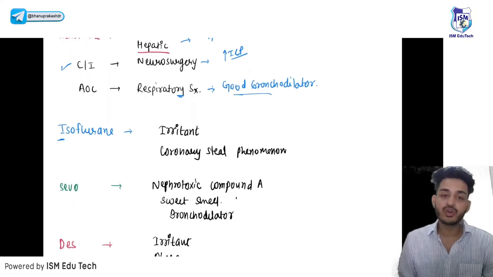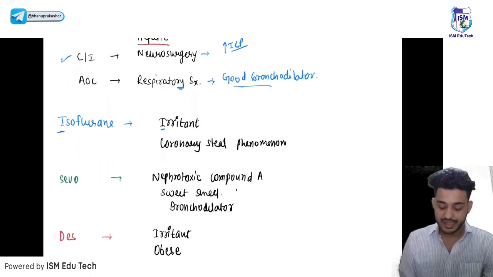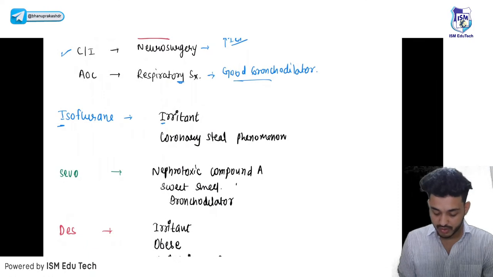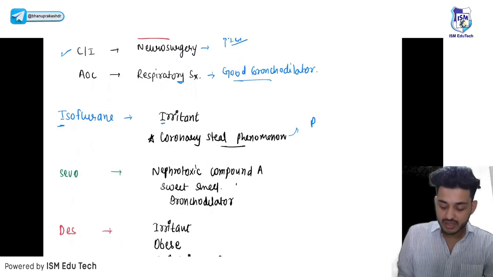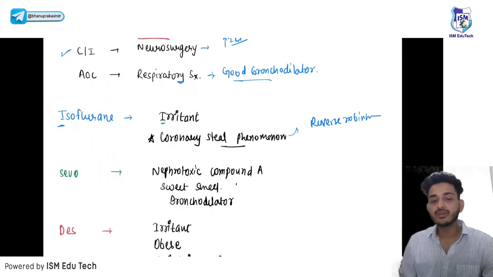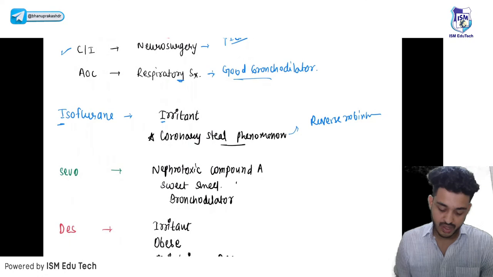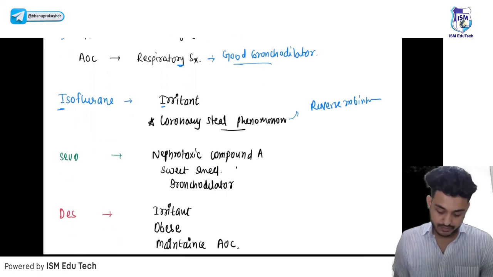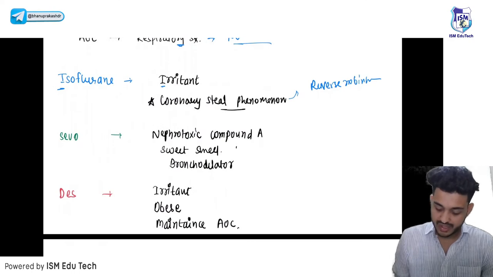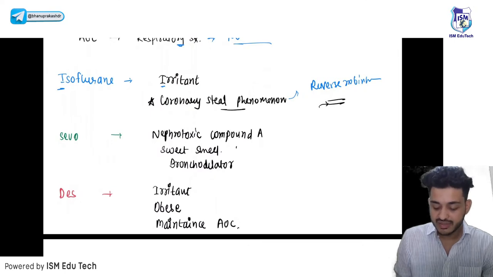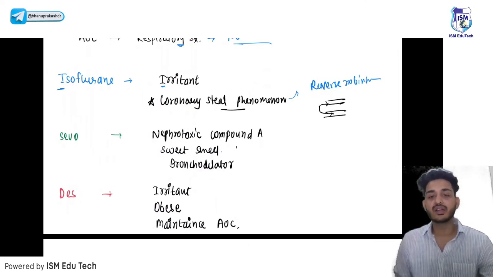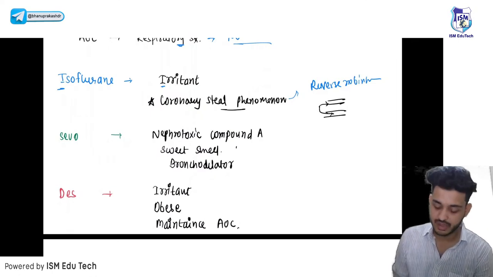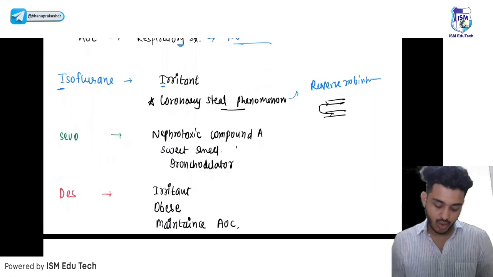Second is isoflurane. Iso is like heat, okay? An important thing to remember about isoflurane is that it shows the coronary steal phenomenon, also known as the reverse Robin Hood phenomenon. What does it do? It takes blood from the places where it is needed. For example, if this is the artery and we need to send blood here, it will divert the blood to different arteries. Wherever it is required, it will not send; it sends wherever not required, right? That is your coronary steal phenomenon.